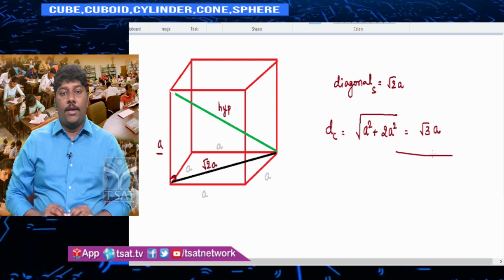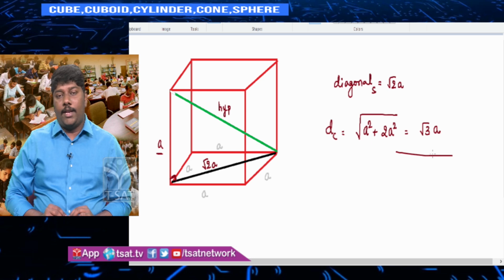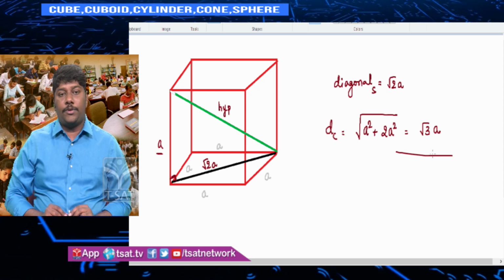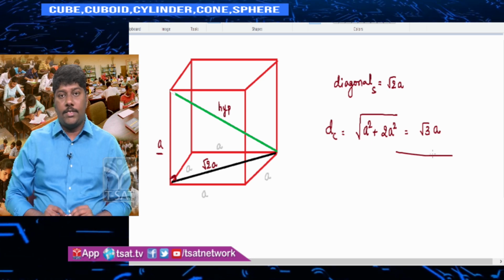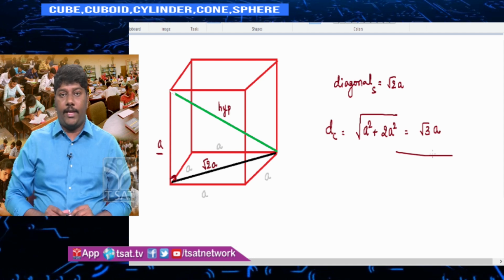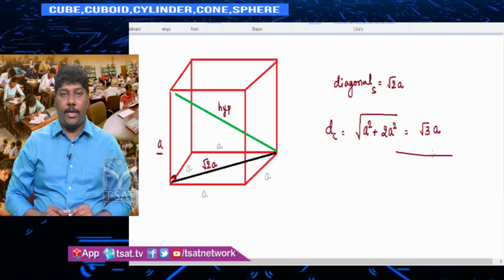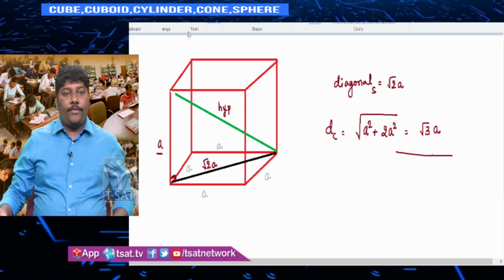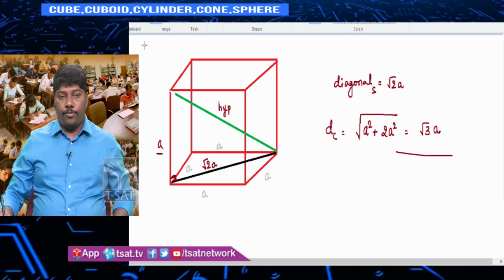If you want to put a rod inside, they will ask you what is the length of the rod which you can put in the cube of side a. So, the length of a rod which can be inserted in a cube of side a is root 3 times a. These are the very important formulas related to the cube.